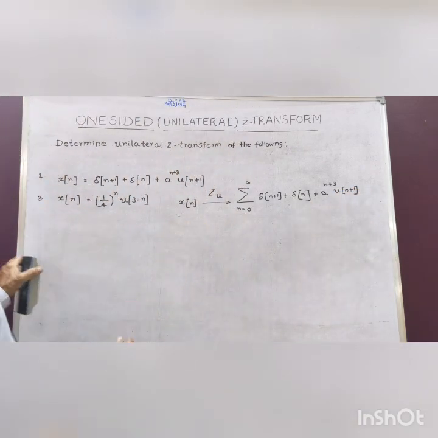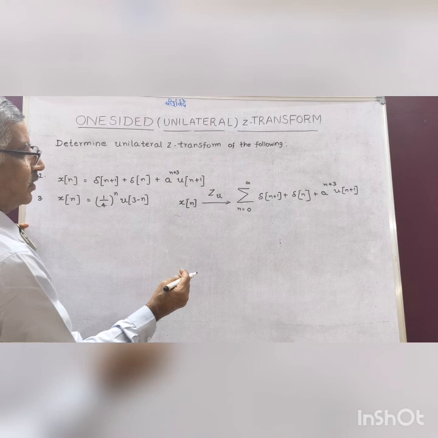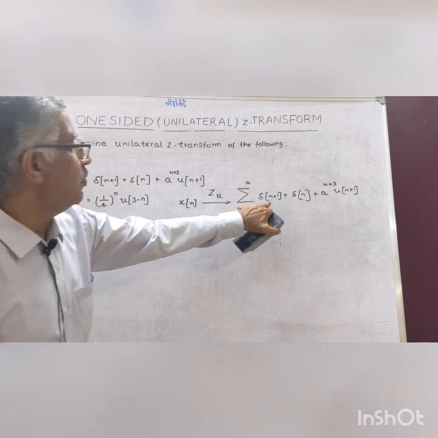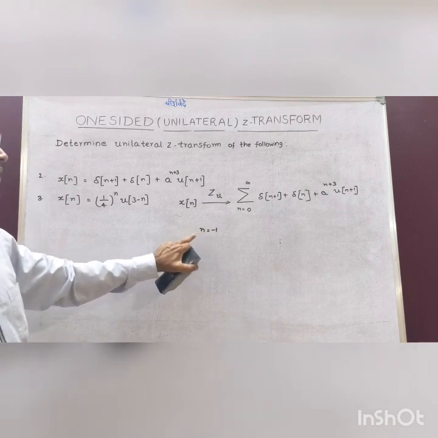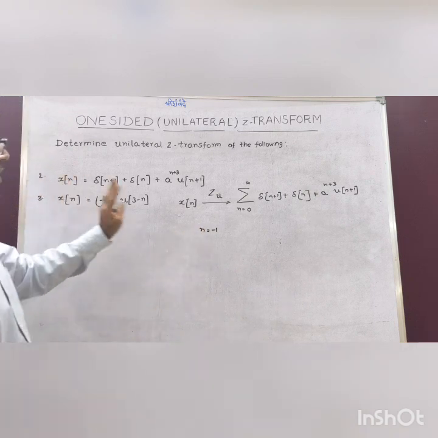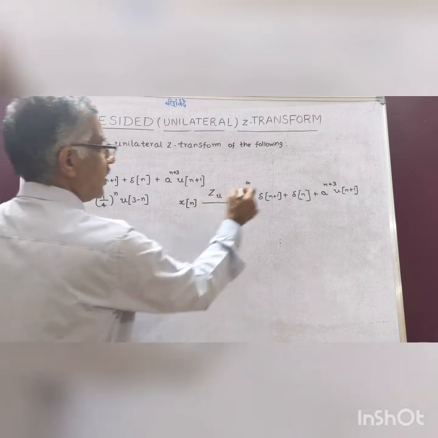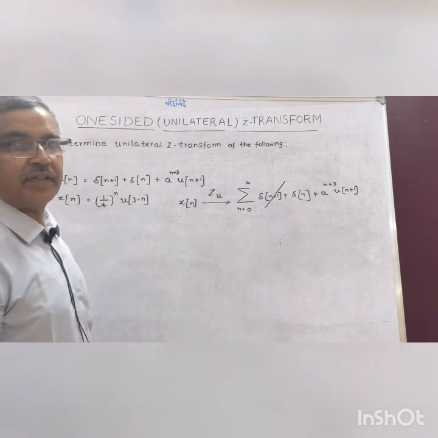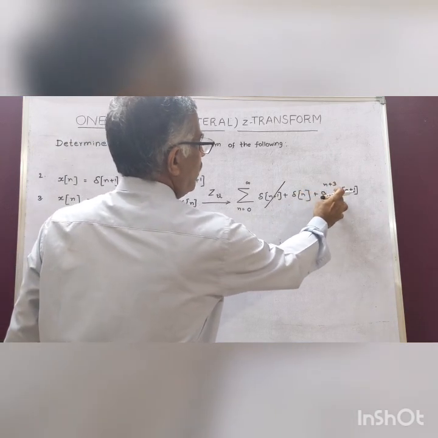Now we know what delta of n plus 1 is. Delta of n plus 1 is a unit impulse function that exists at n equal to minus 1. Its value is 1 at n equal to minus 1. At other values of n, its value is 0. Therefore, in the unilateral Z transform, we have to consider only n greater than or equal to 0. Therefore, this doesn't come into the picture. Now, delta of n comes into the picture because delta of n is 1 at n equal to 0. Next, a power n plus 3, u of n plus 1.